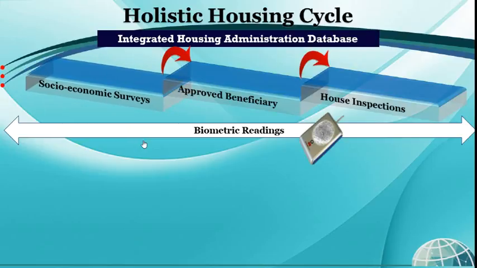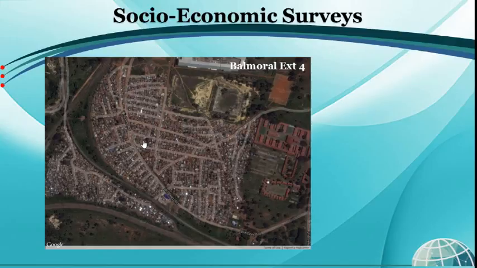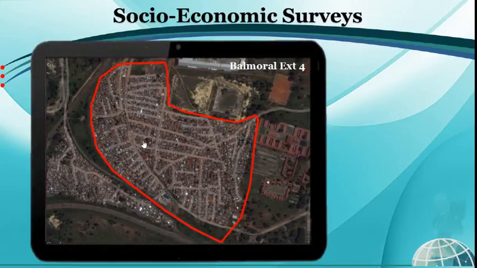The example we're going to illustrate is a settlement in Ekurhuleni, Balmoral Extension 4. This application is already utilized by the Ekurhuleni Metropolitan Municipality. The identified informal settlement is ring-fenced to set the boundaries. The electronic shapefile serves as the backdrop on the mobile device or tablet, and the application will only open when the data collector is within the ring fence of the area to continue with the interview with the occupant.